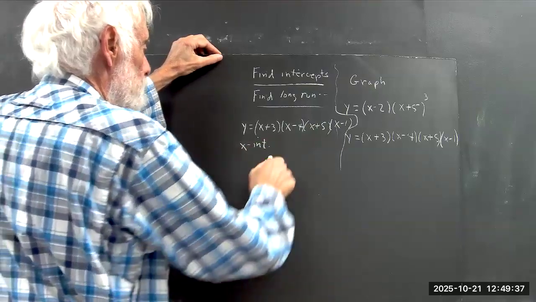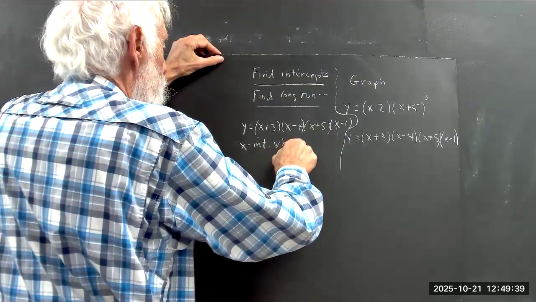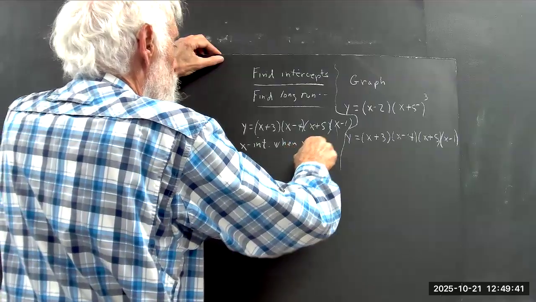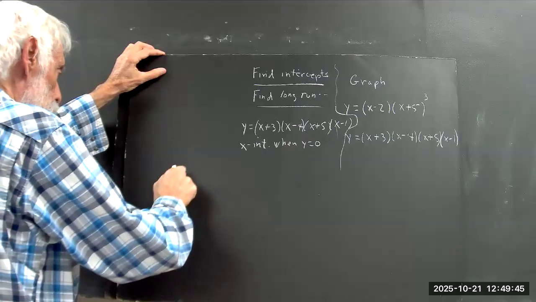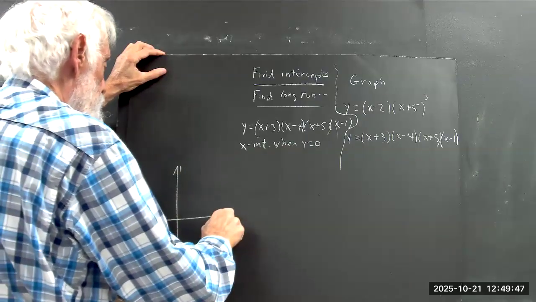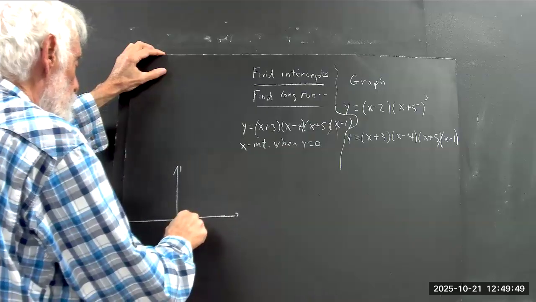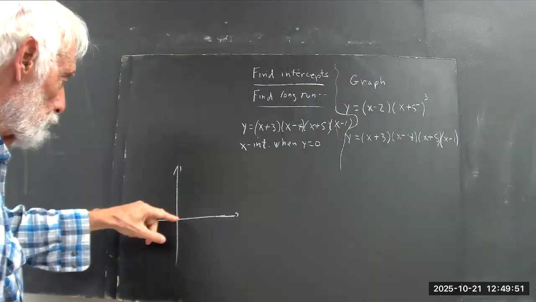How do you get the x-intercept? That occurs when y equals 0. Because y, let's just draw a graph here. Because anywhere on the x-axis, the y-coordinate is 0.